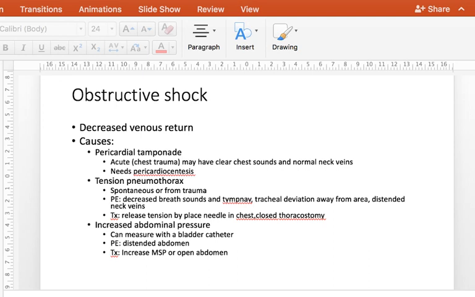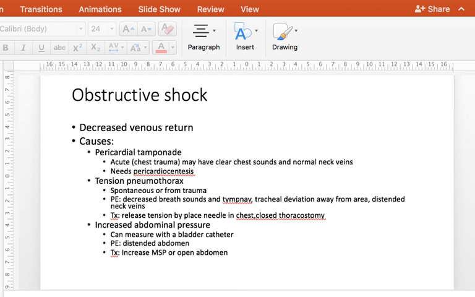Subacutely, that's when you know that something else is going on, and then this has come as a complication. Then you will be able to hear chest sounds. So it'll sound like there's fluid. So you'll have decreased tympany, and you may have reduced breath sounds. And then treatment would be pericardiocentesis, and that's when they puncture the pericardium with a needle and they take out all the fluid that's accumulated there.